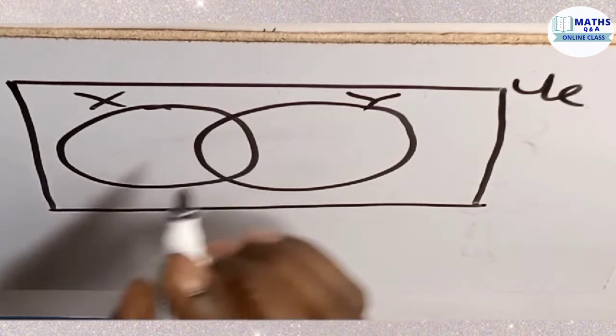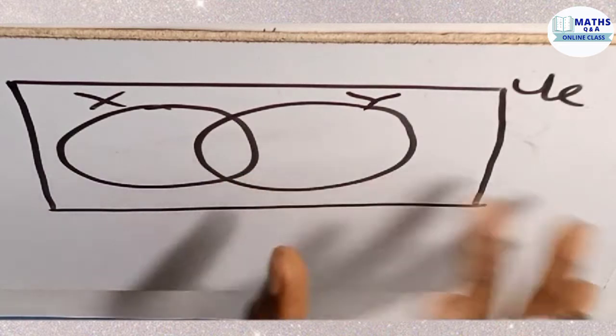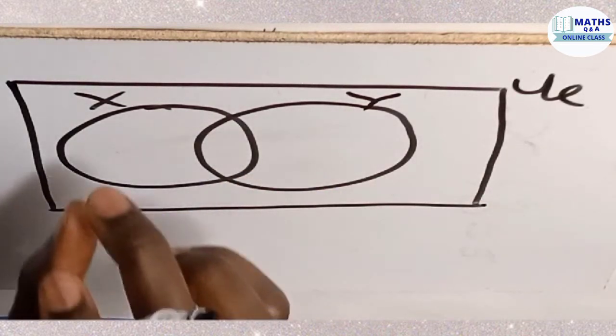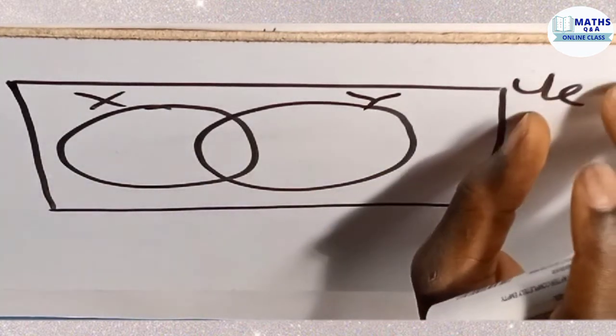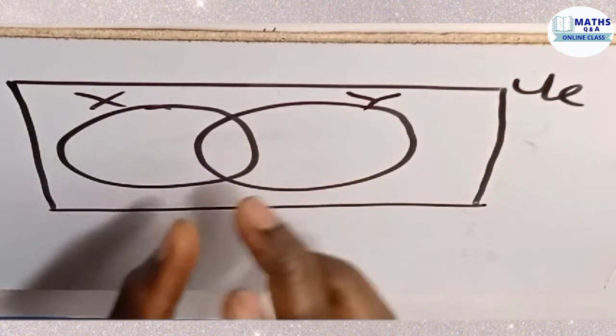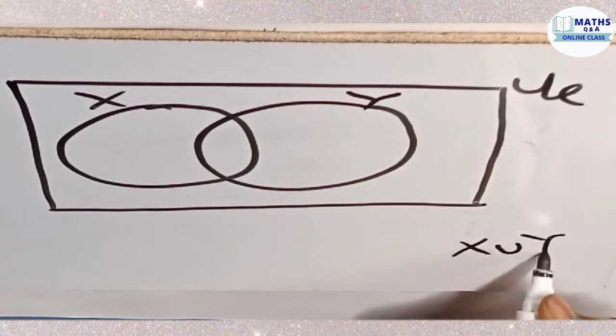Now, having these two sets in the universal set, it means that set X and set Y put together are all in the universal set. So set X union Y is a subset of what? The universal set. So when we put X and Y together, we call it union, and this is how we write it: X union Y.